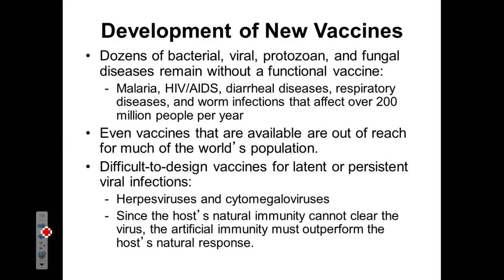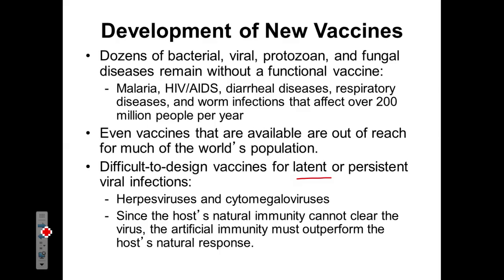Even the vaccines that we do have aren't available to many of the people in the world. And vaccines for latent or persistent viral infections are quite difficult to design. Remember, latent means that the virus can hide in the host cell genome. So if we look at herpesviruses or cytomegaloviruses, these viruses can hide their genome in the nucleus of the host cell, and it makes it very difficult to develop a vaccine for these viruses.